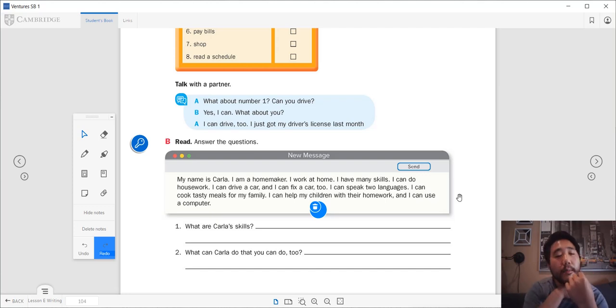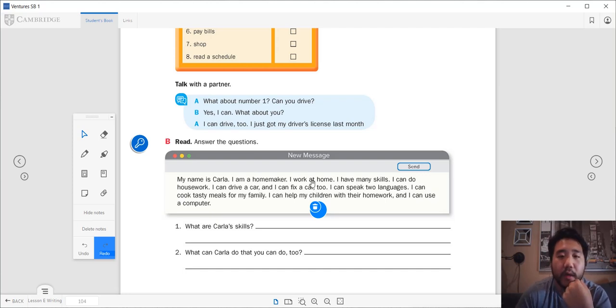Okay. So this is an email, and this email is from Carla. Here it says my name is Carla. She says I have many skills. Then here it says I can do housework, I can drive a car. So she is listing her special skills. And so the subject of this mail is about Carla's skills as a homemaker.